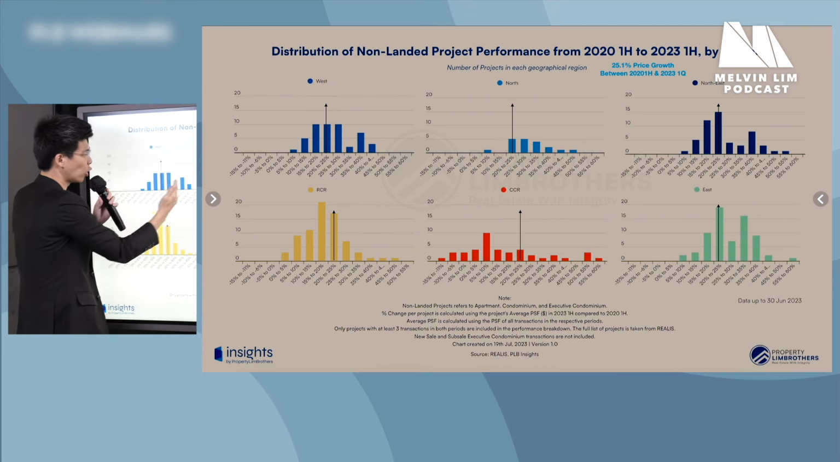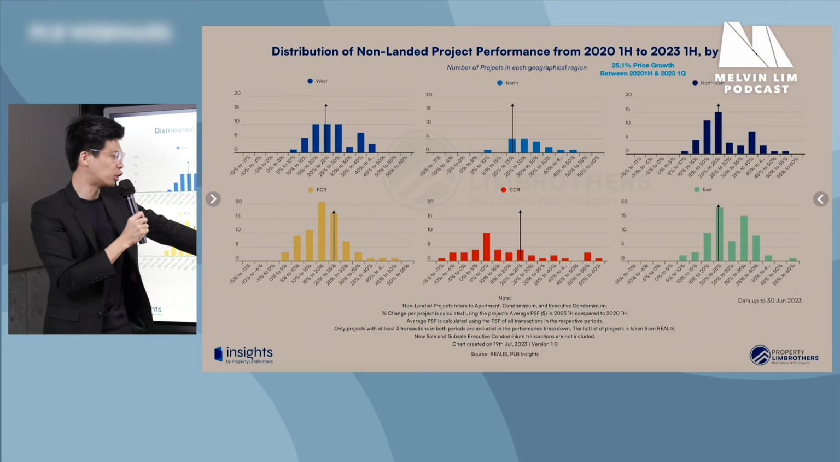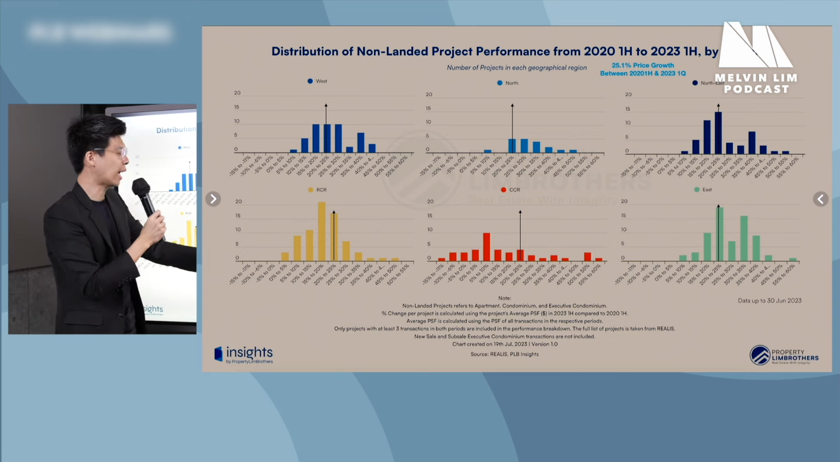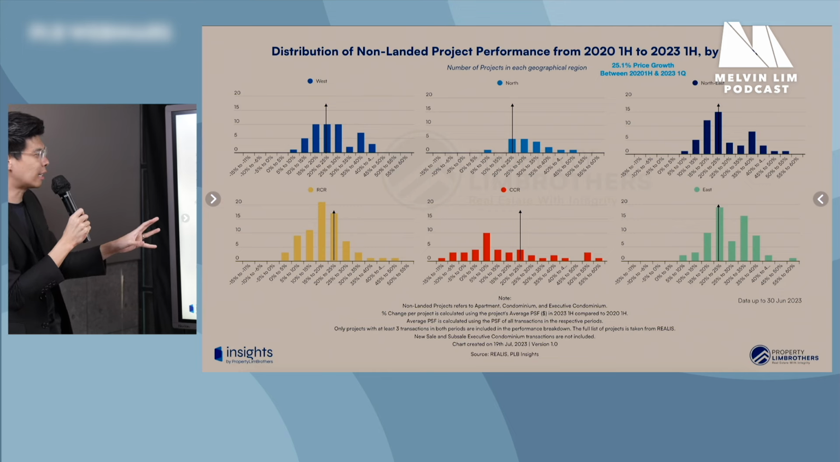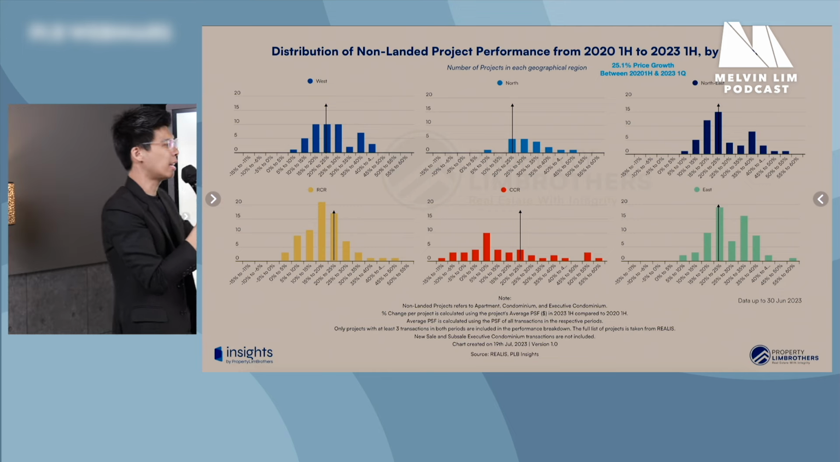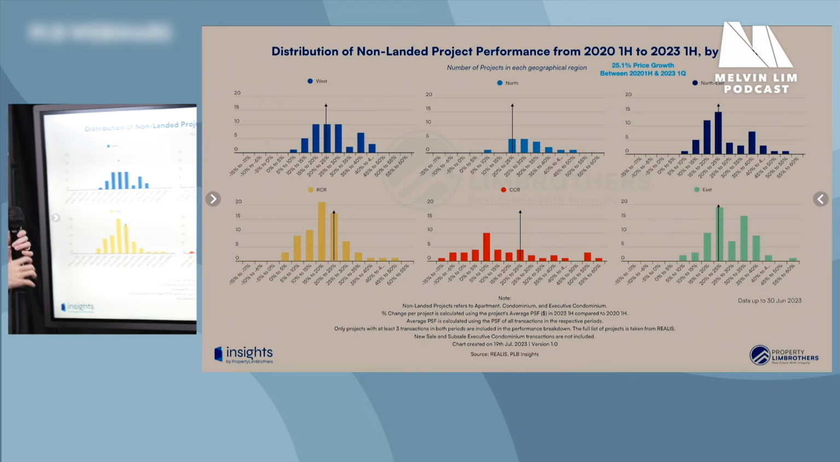Anything that is on the right shows that it outperformed, anything on the left shows that it underperformed, and we can see that the core central region has the most properties that underperformed the overall price index over the last 3 years. And one of the strongest gains in terms of probability, of course, you can see that they're in the eastern region as well as in the northeastern region.